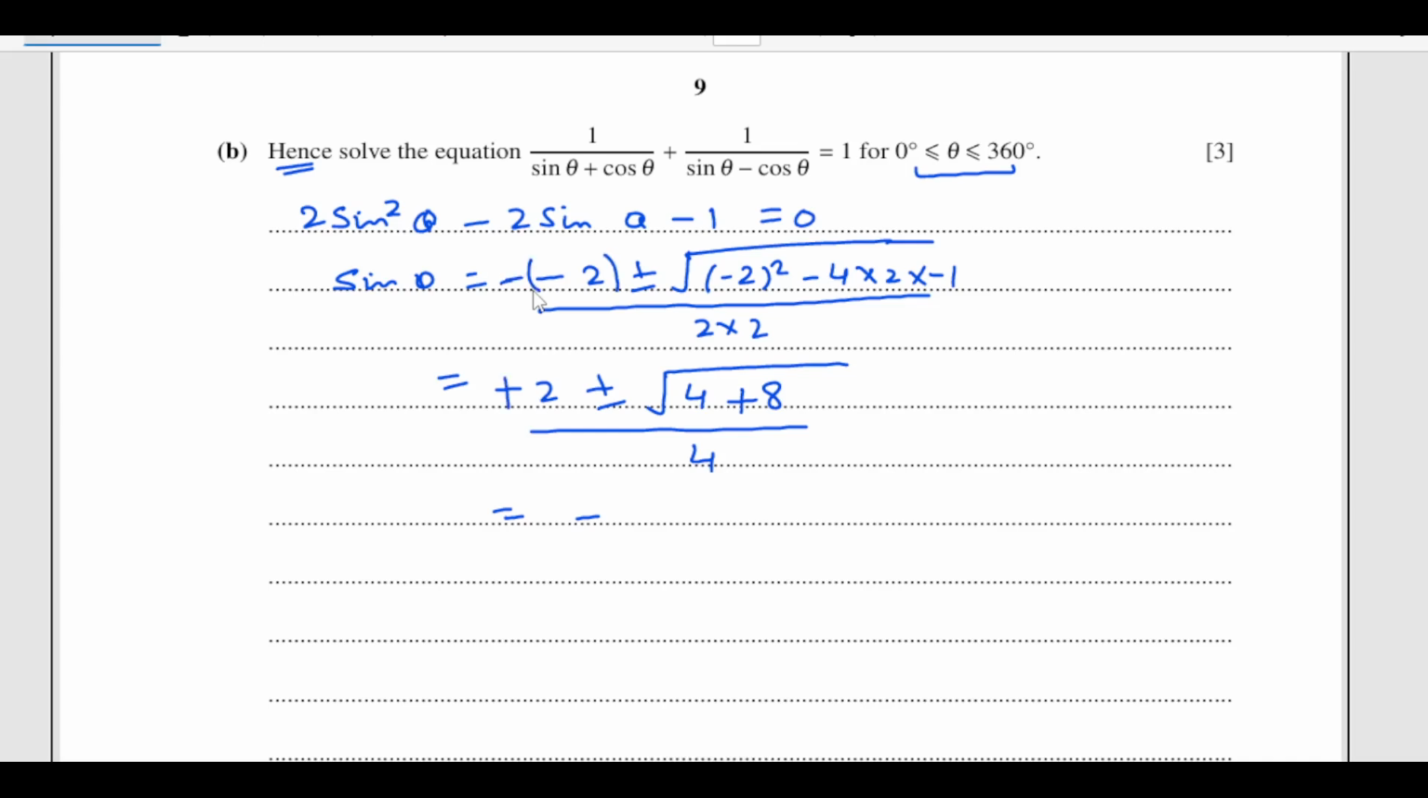Our b is minus, so this will become plus. So we have here 2 plus minus square root 12, that can be written as 2 root 3 over 4. If I take out 2 common from here, this will be 1 plus minus root 3 over 4. Once you cancel this, we have sine theta is equal to 1 plus minus root 3 over 2. So we got two values here.